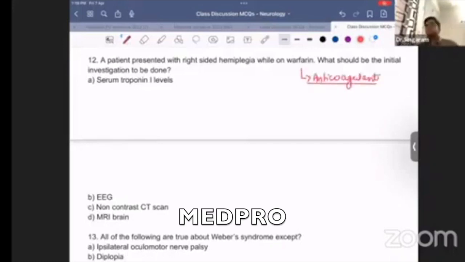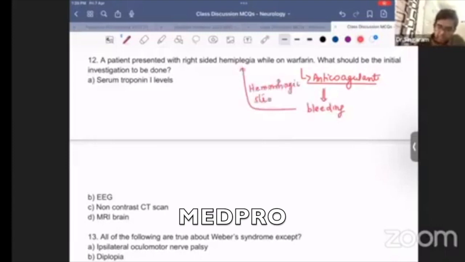Suppose the patient has taken a lot of or overdose of that anticoagulant. What could be the side effect? It could result in bleeding. That bleeding could have resulted in a hemorrhagic stroke, which could have been manifesting as right-sided hemiplegia. Are you able to understand this? It could be due to warfarin itself, bleeding could have happened, and that could have resulted in a hemorrhagic stroke and the patient developing right-sided hemiplegia.